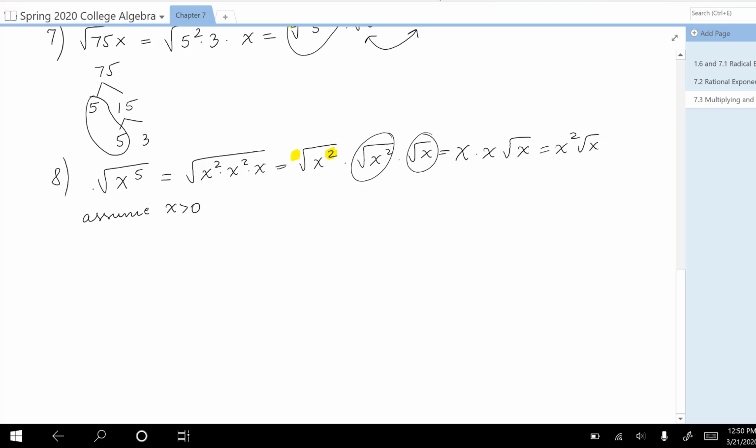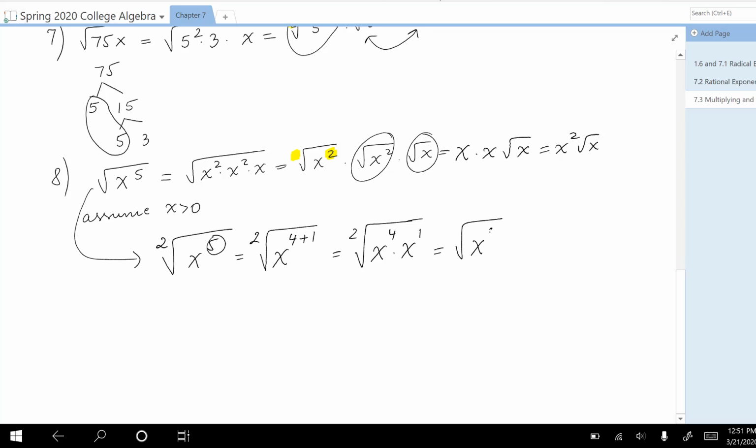Another nice way to do it is if we have square root, we would want to write this 5 using multiples of 2. So I can actually write x to the 5th as x to the 4th plus 1, right? 4 is a multiple of 2. So we get square root of x to the 4th times x to the 1st. Now we separate into square root of x to the 4th times square root of x. Well, this one is 2, so based on rational exponents is x to 4 over 2, which is just x to the second and then square root of x. And this would be the same answer as before.